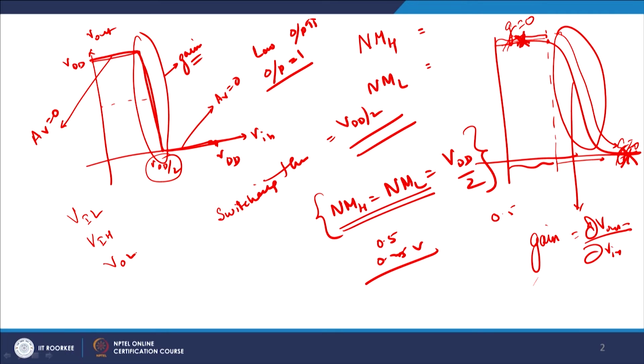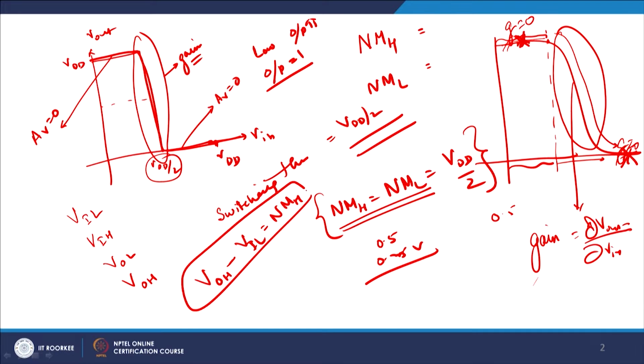Similarly, VOL is the output low and VOH is the output high, right. And similarly, we also learned that if you subtract VOH from VIL, I automatically get NMH and so forth. We have already learned all these things. So let me explain to you what are the various things which we will be doing today.